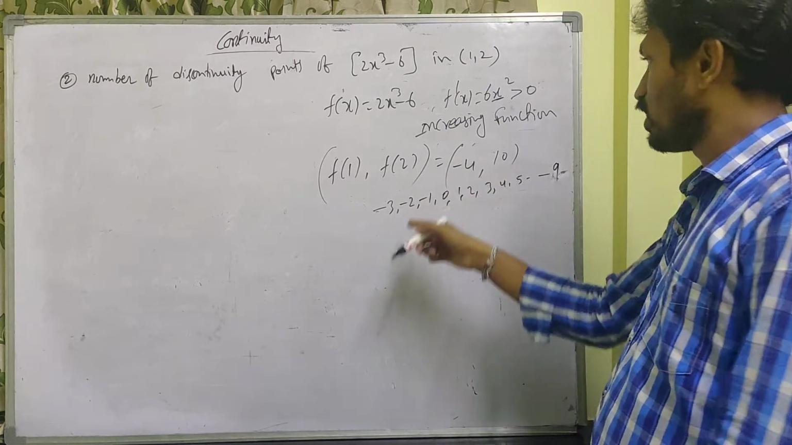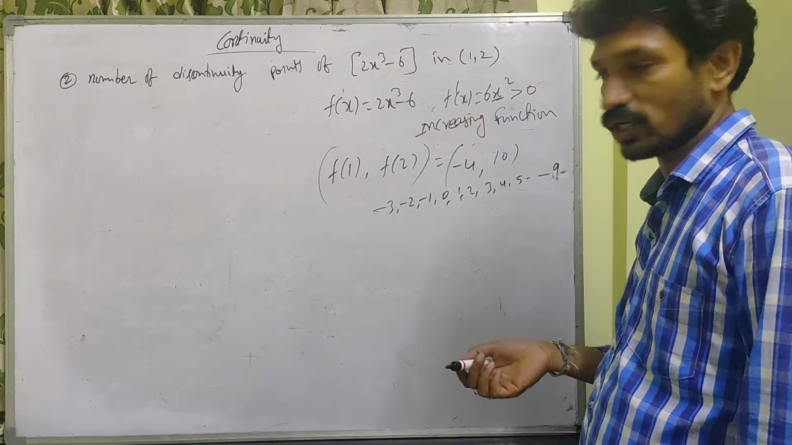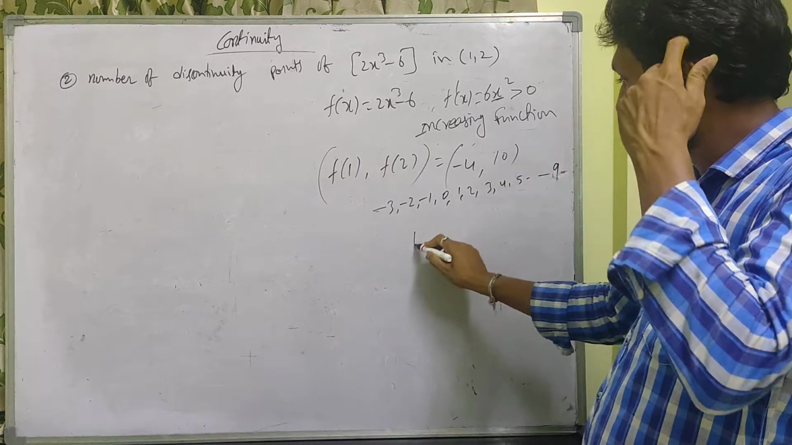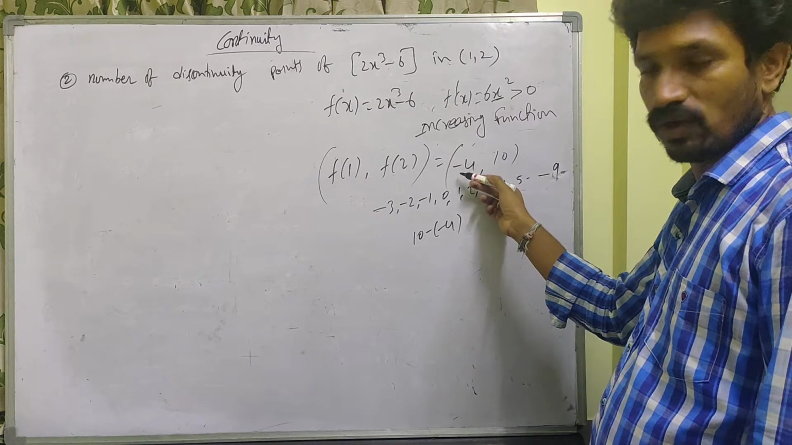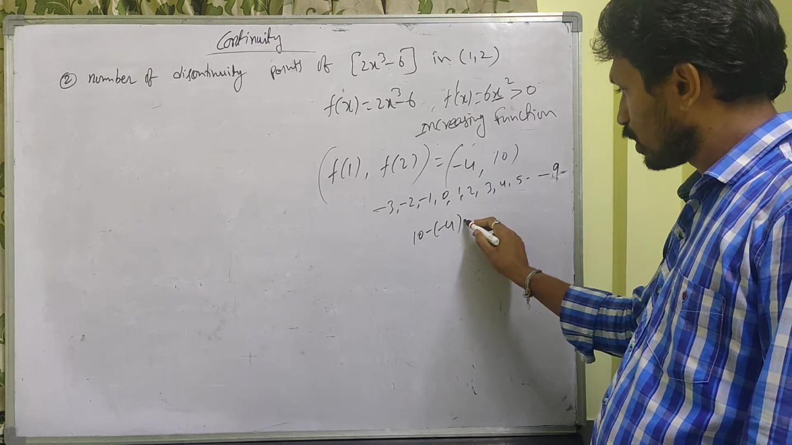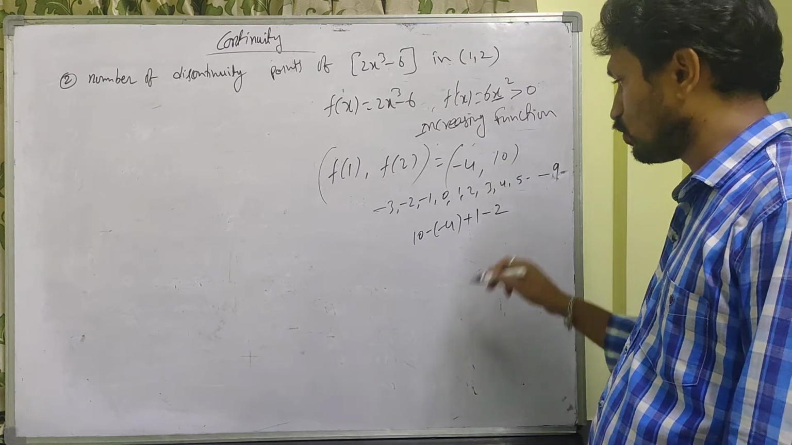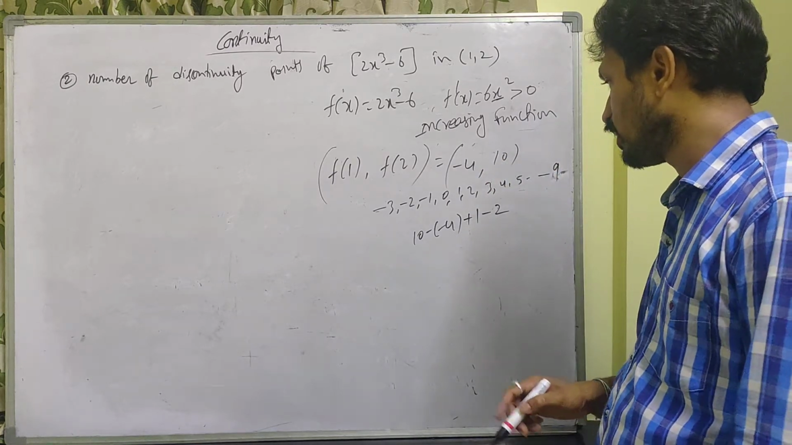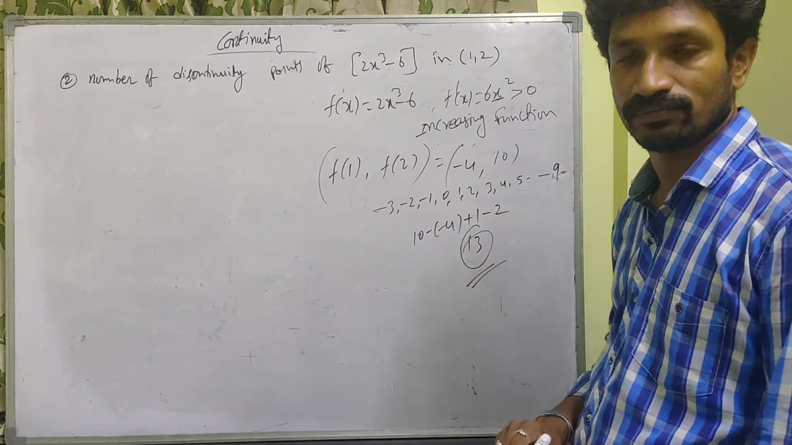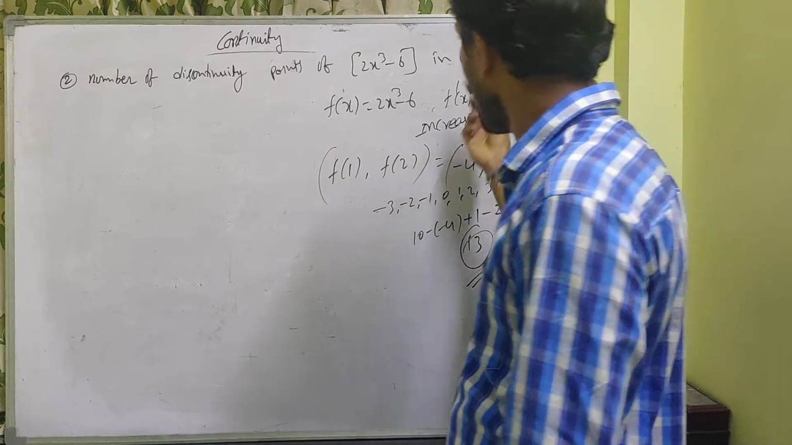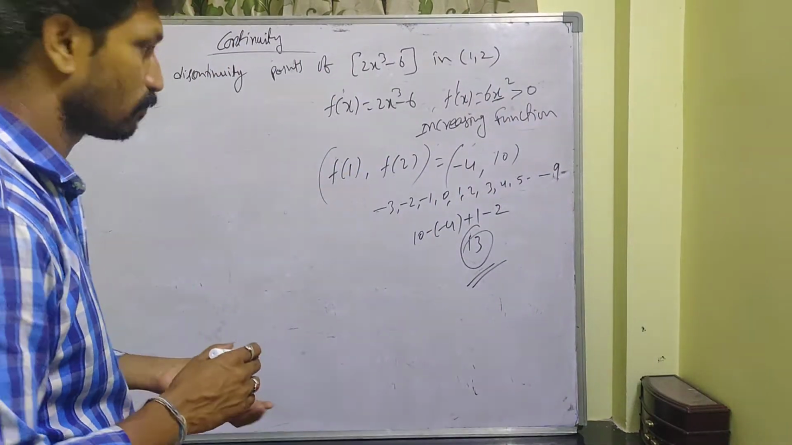For all these values, it is discontinuous. How many values are there? How can you find out? A very shortcut method: 10 minus of minus 4, big one minus small one, plus 1, and you should not consider the extremes, so minus 2 we have to take. 10 plus 4 is 14, 14 plus 1 is 15, minus 2, that is equal to 13, which is your required answer. So 13 points are there between 1 and 2 where this function is discontinuous.